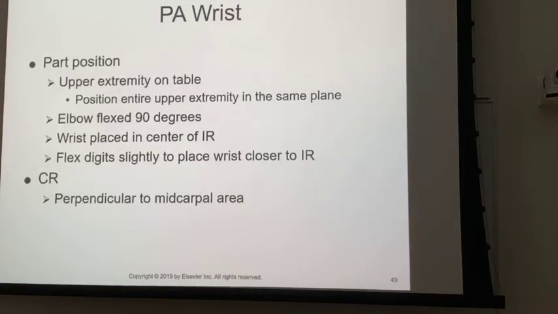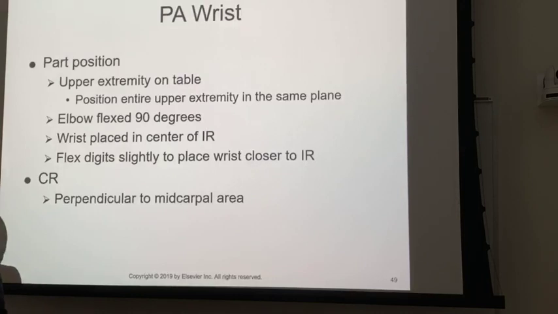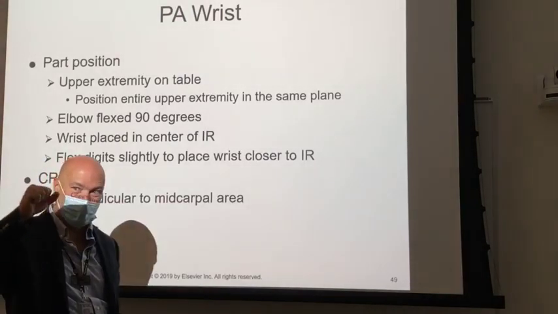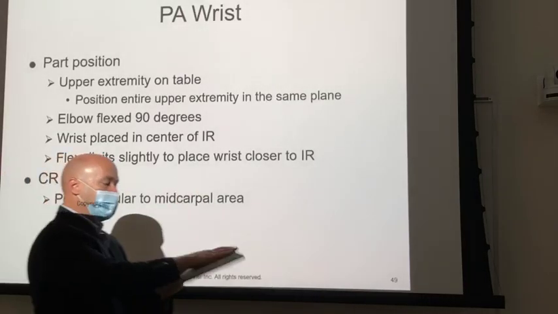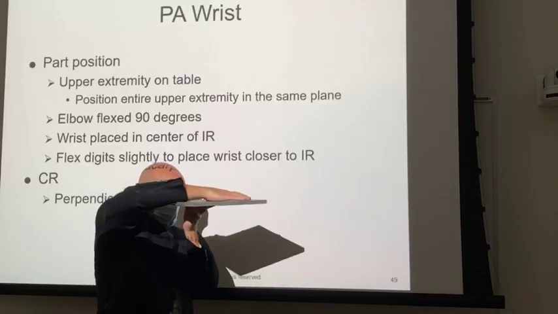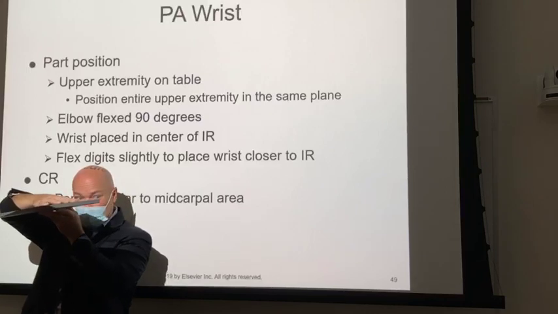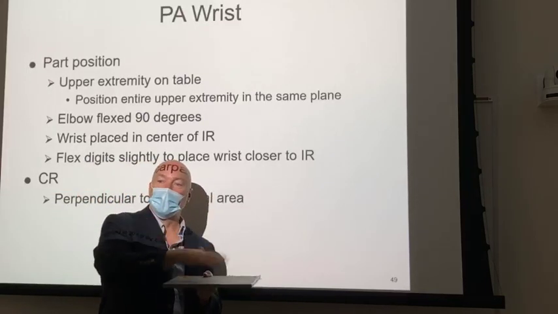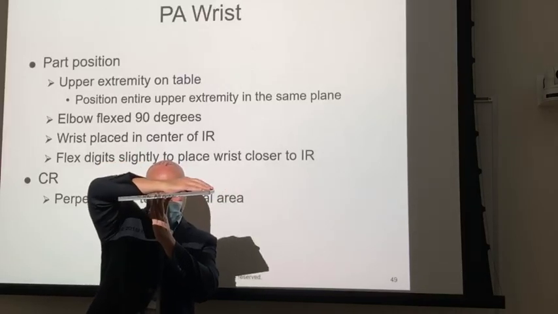All right, so upper extremity on the table, entire upper extremity in the same plane, elbow flexed to 90 degrees. Place the wrist in the center of the image receptor. Flex the fingers just a little bit, and you're going to tell the patient to make a fist, but not a tight fist. And again, put your hand on the table, and what do you see here? I can see you right up under that, right? So we have an increase in OID. So to decrease that OID, we're going to bend the fingers, okay?